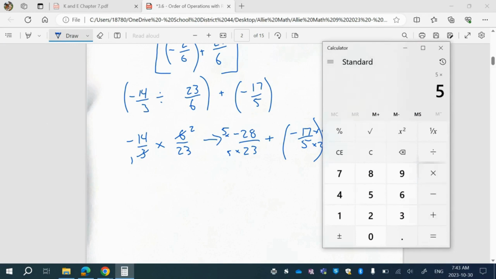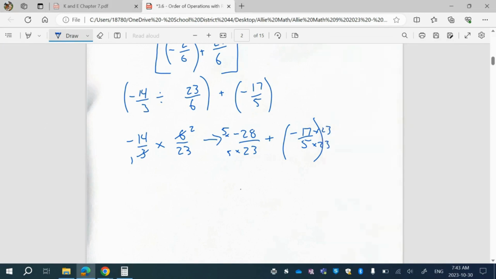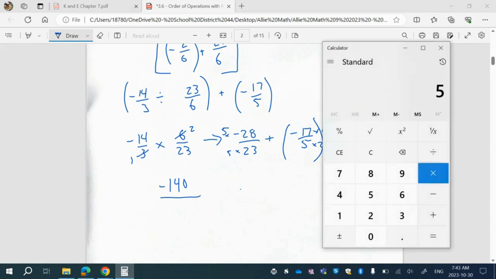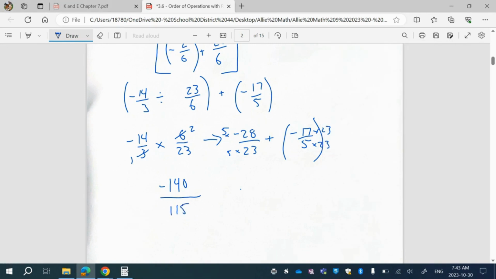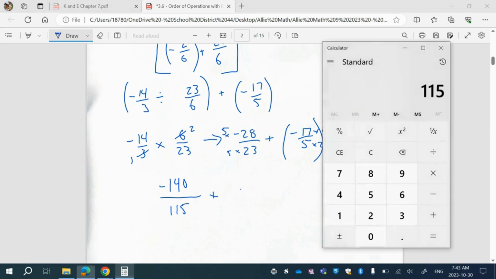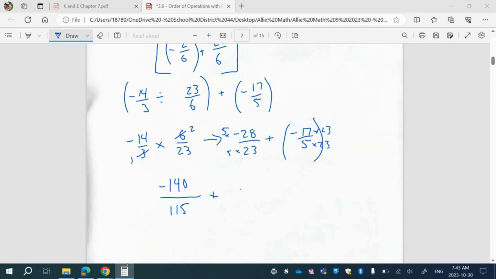Okay, 5 times 28, though it's going to be a negative, is 140. Negative 140 over 5 times 23, 115, plus 17 times 23, 391, but it's a negative, negative 391 over 5 times 23. We just found out to be 115.